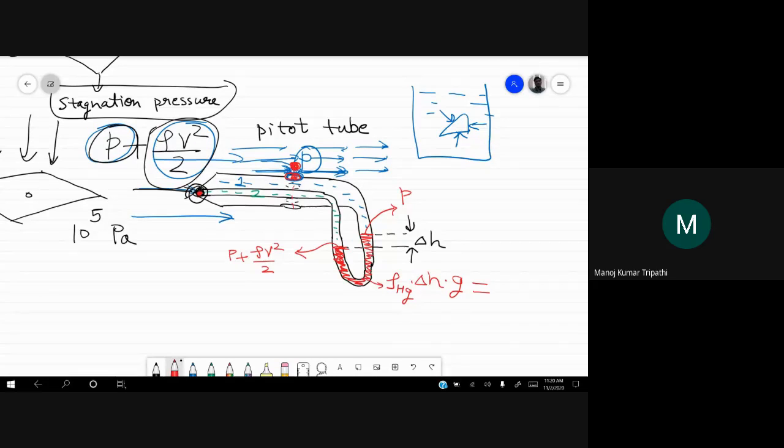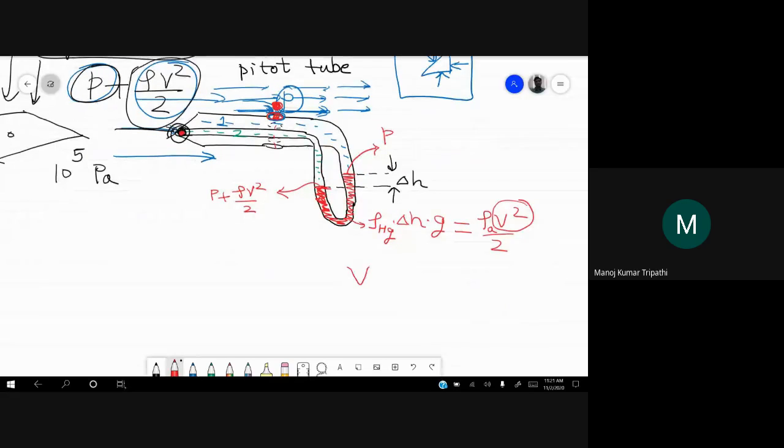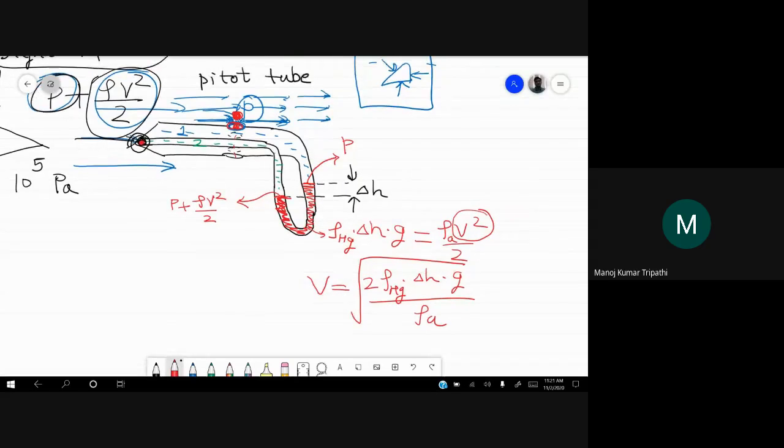So it is P plus rho V square by 2, where rho is the density of air, minus P. That gives you just rho V square by 2, and here rho is the density of air. So by rearranging this, you can get this velocity, the square root of the expression with delta H. So this device is known as a pitot tube. Is this clear to everybody?